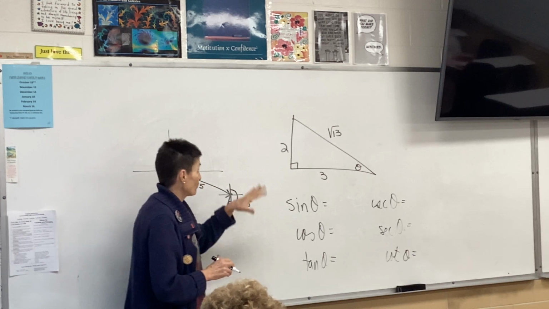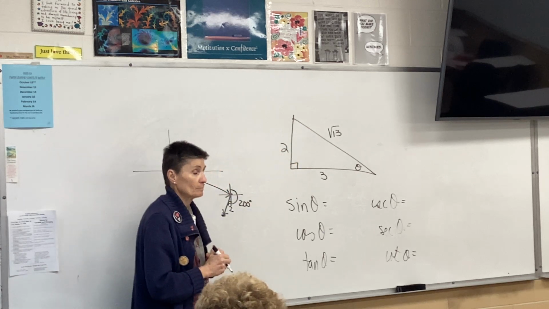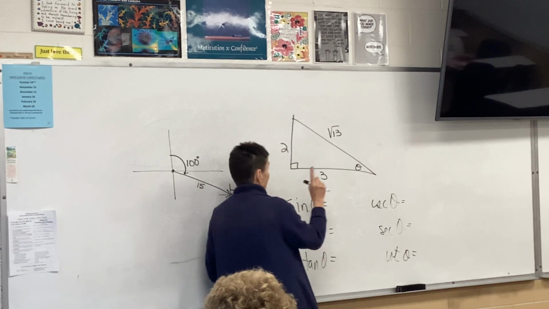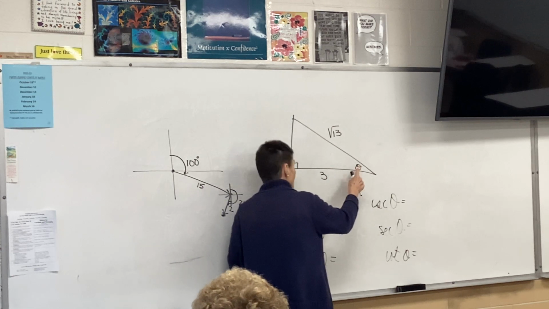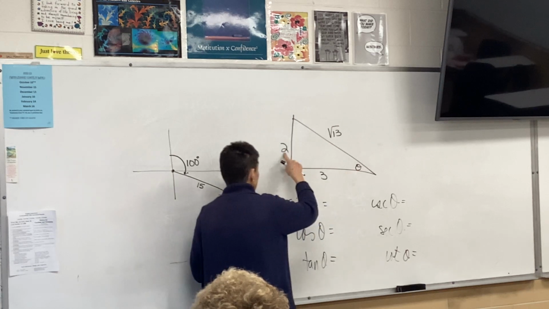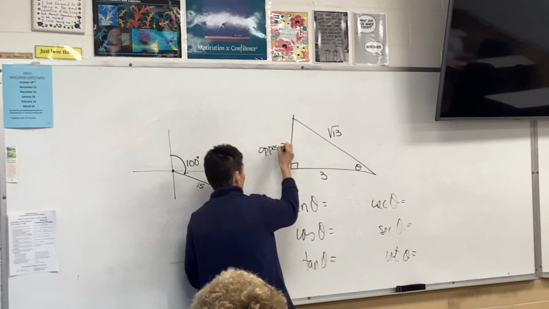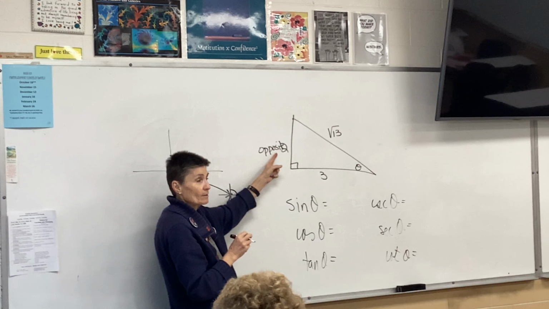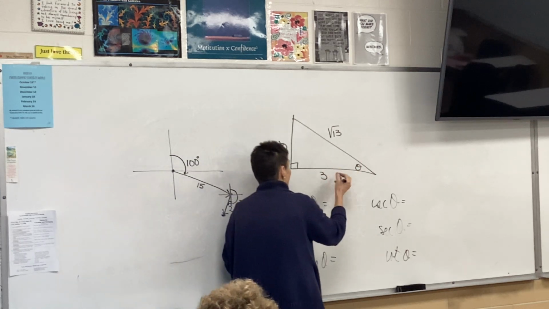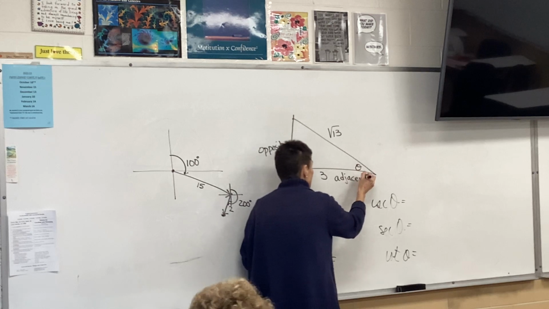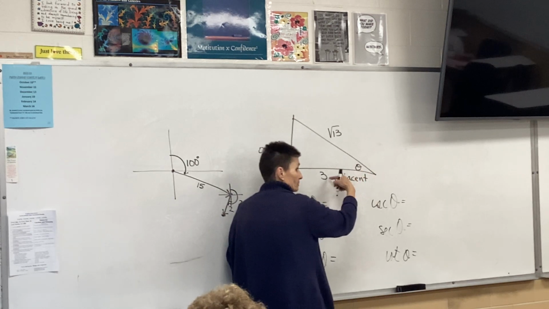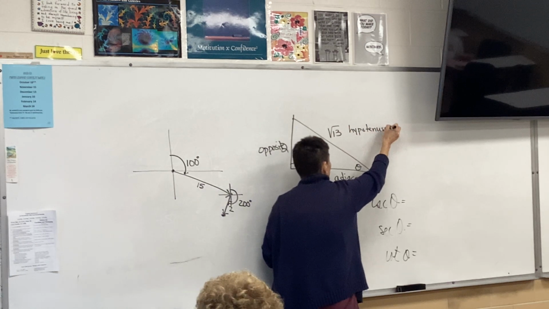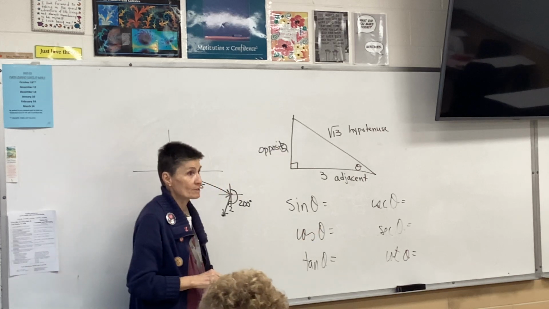Okay? Here is your right triangle. Here is theta, the angle. Now, with regard to this angle, this is called the opposite side because it is the side across from the angle. This side is called the adjacent side because it is right next to the angle. And this side, of course, is called the hypotenuse. You know what that means, the hypotenuse of the right triangle.